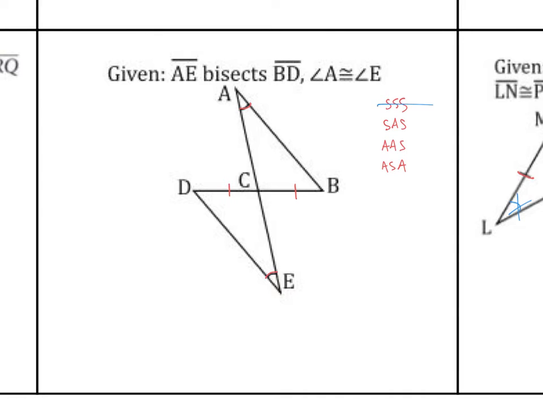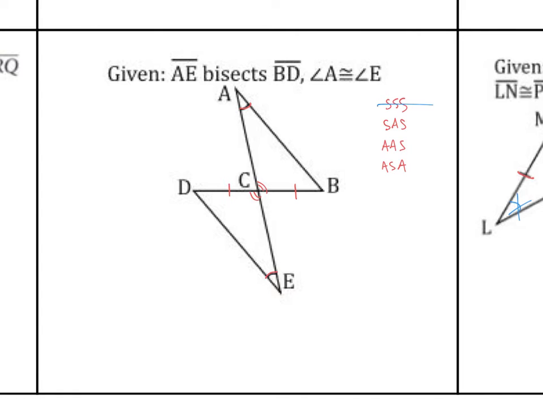So I have an angle and I have a side, and now I need to figure out what other piece of information I can determine from this diagram. Remember that vertical angles are congruent. You don't need parallel lines or anything like that. Anytime I have vertical angles, I can claim that they are congruent.